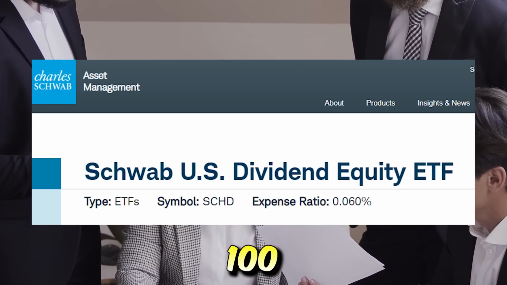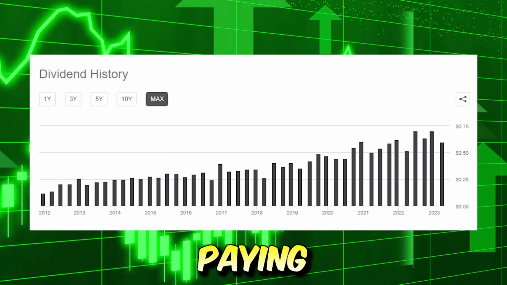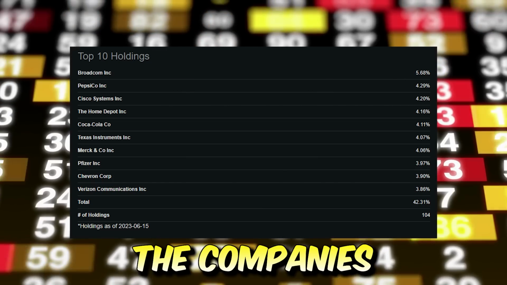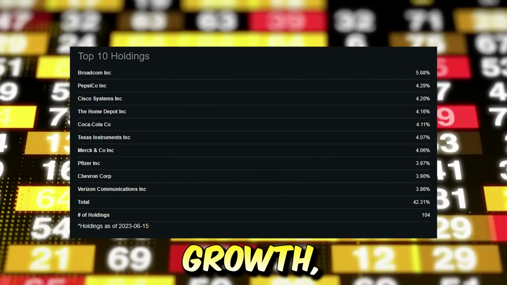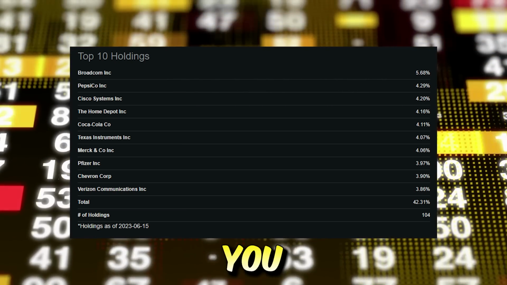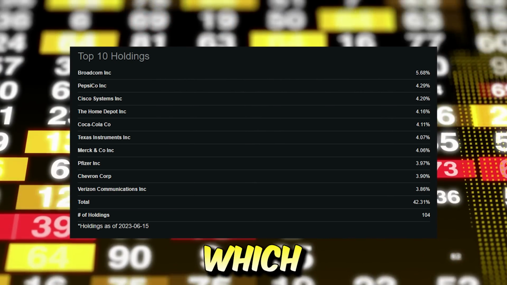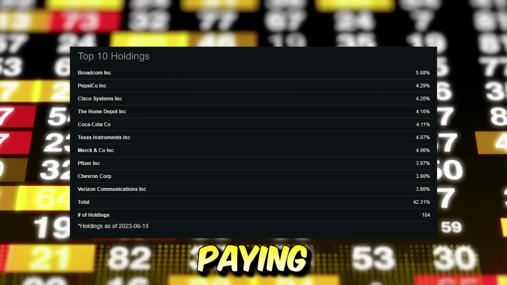The index includes 100 high-quality US companies that have a history of consistently paying dividends and also raising dividends at a very fast rate. Now, the companies within SCHD are chosen based on things like dividend growth history, dividend yield, and overall financial stability. When you invest into SCHD, you are essentially buying shares of an ETF, which represents a diversified portfolio of all of these 100 dividend-paying companies.